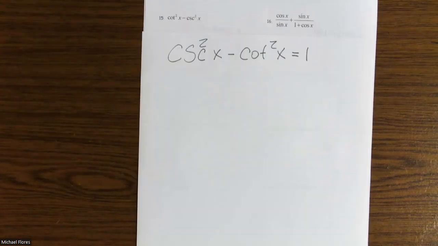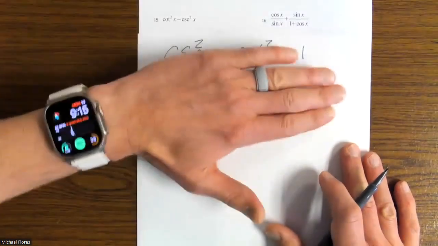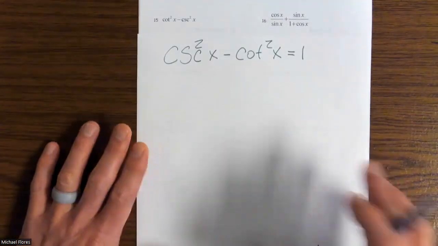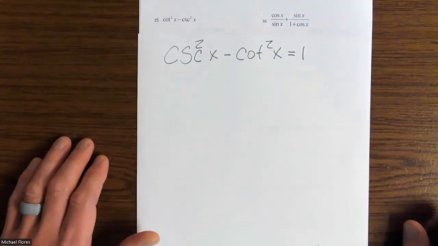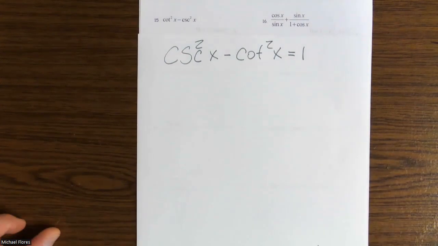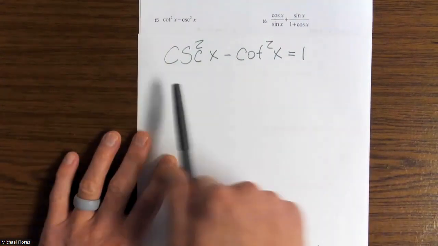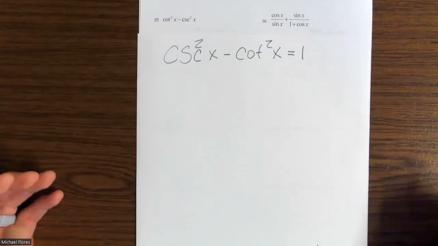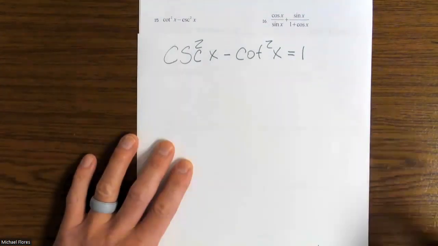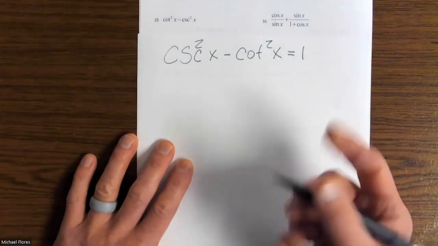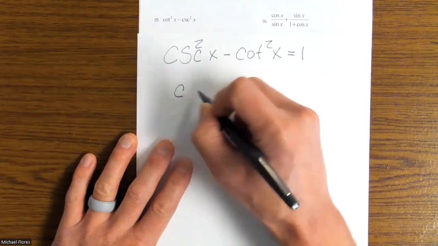Looking at example 15, this is what I have written. That's not the problem, but we're going to use this Pythagorean identity to help us figure out what the answer is. I'm going to rearrange this in a way that at least one portion of the equal sign matches what they have here. You could add over cotangent.